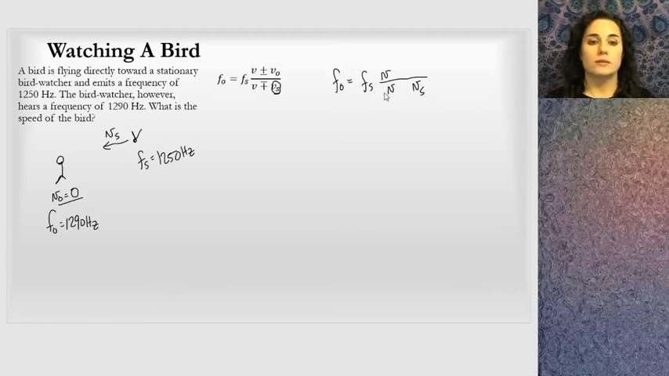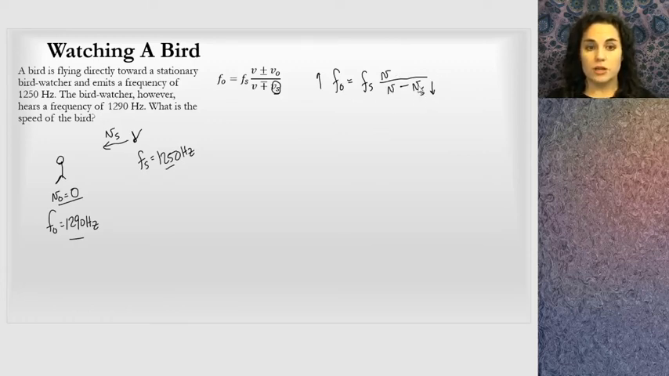Which do I want? Well, what I notice is that I have a higher frequency. I'm perceiving a higher frequency than the original one. And in order to get a higher frequency up on this side, I need to make the denominator lower in value. The way I can make the denominator lower in value is to subtract the speed of the bird from the speed of sound. If I make this smaller, that will make that larger. Now I have my equation set up.